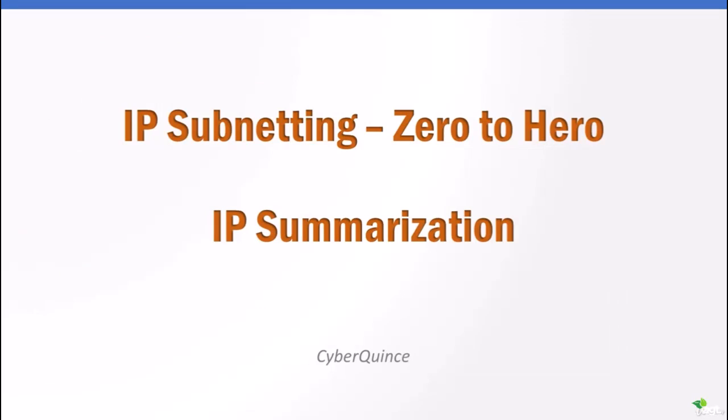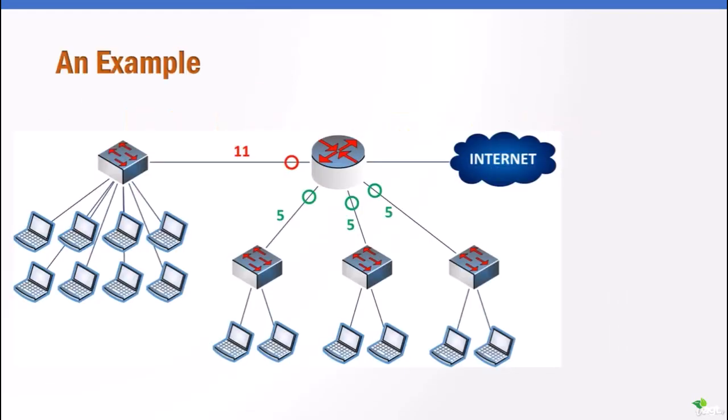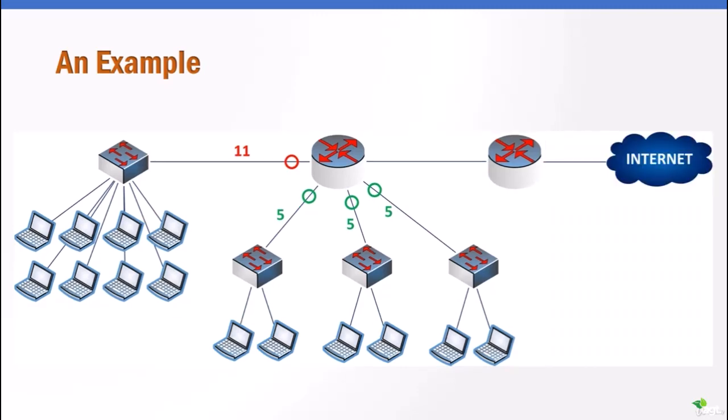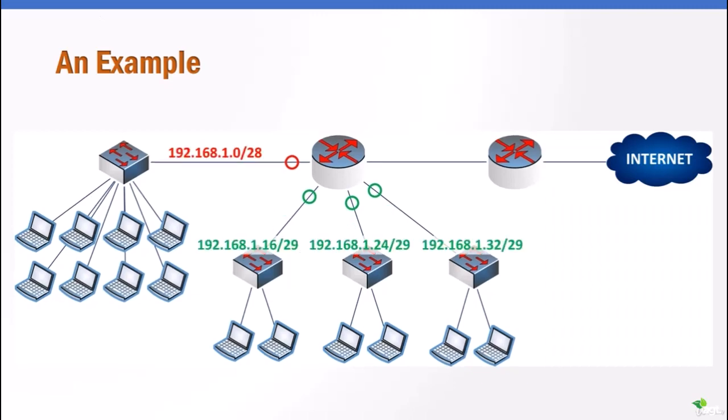One last topic we need to discuss is summarization. I'm going to explain summarization through an example, and we'll use a network we used in our previous lessons. Let's say that our router, the only one that we have in our network, instead of being connected to the internet, is connected to another router, and then that router is connected to the internet. We're going to assume the IP addresses that we decided to give these networks in our previous lesson.